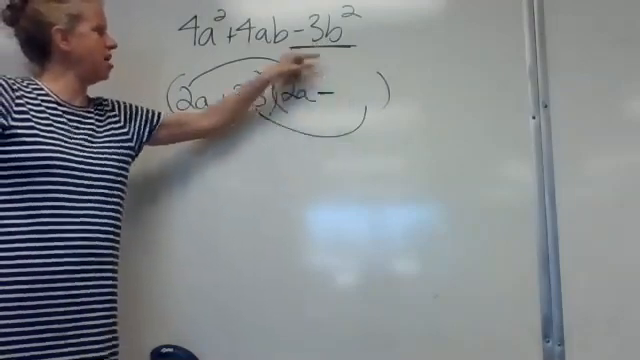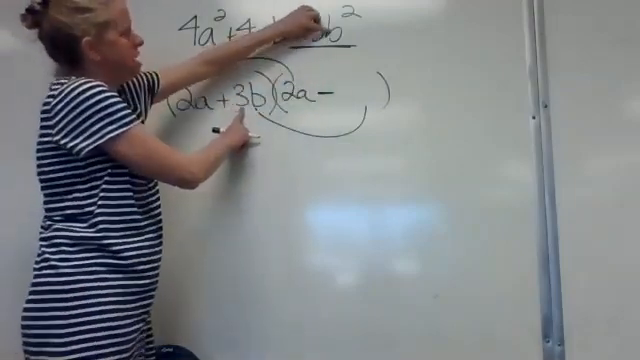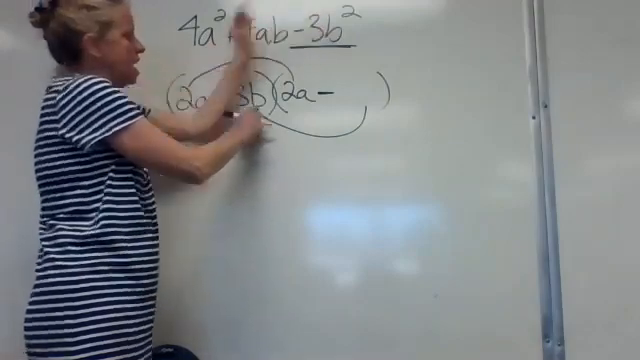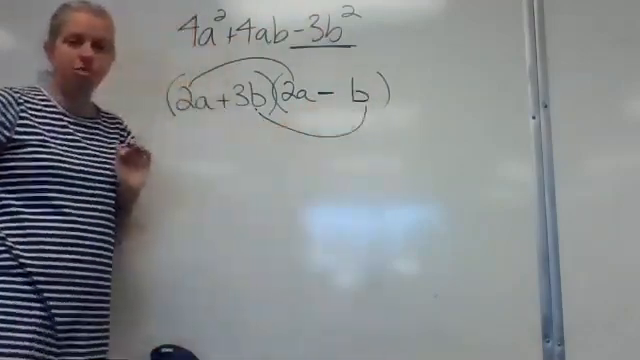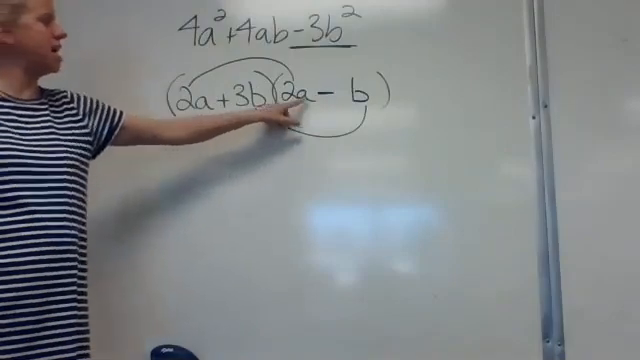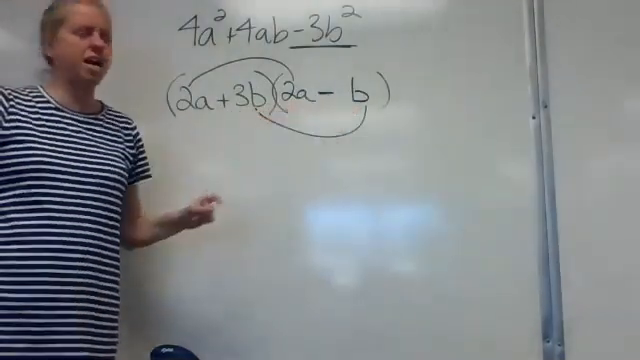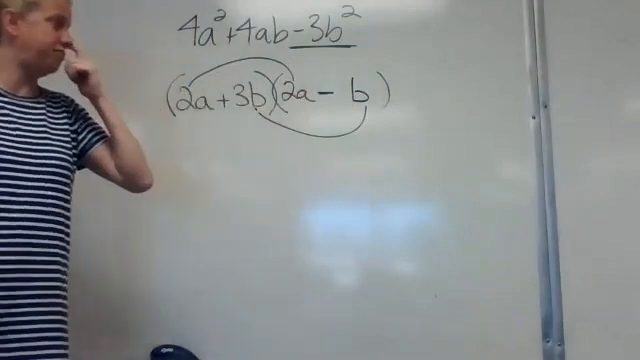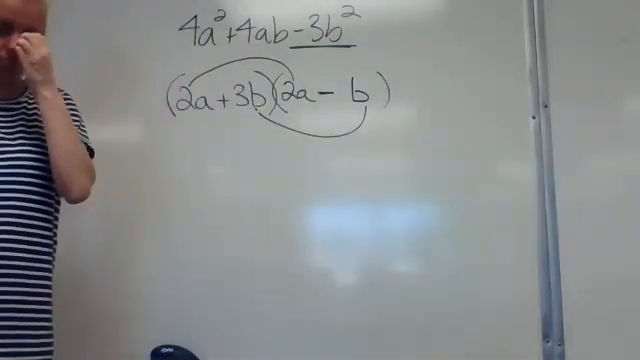What else is going to have to be here? I've already got the 3. I just need b squared, which means I need b times b, right? Positive 3b times negative b is what's going to give me negative 3b squared.